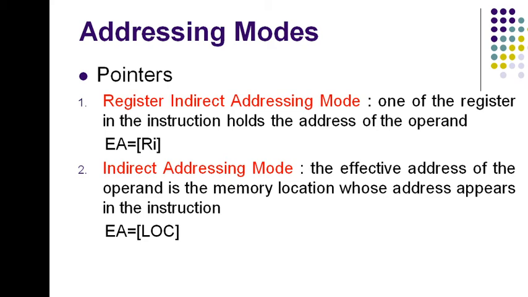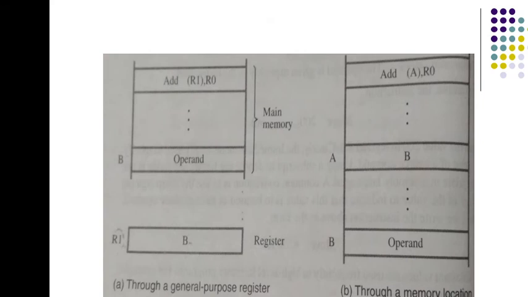So we denote the indirection by placing the name of the register or the memory address given in the instruction in the parenthesis. You can see this in figures 2.11a as well as 2.11b. To execute the add instruction in figure 2.11a, the processor uses the value of b, which is in register R1, that is, a general purpose register, as the effective address of the operand.